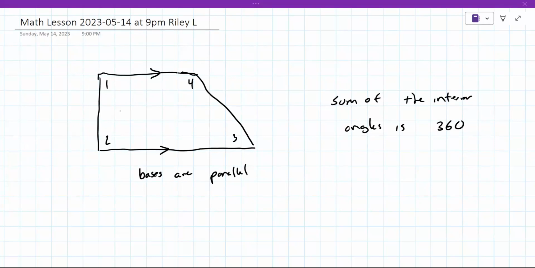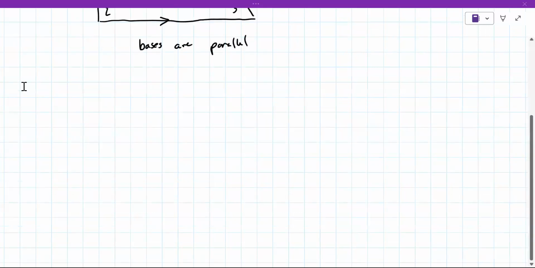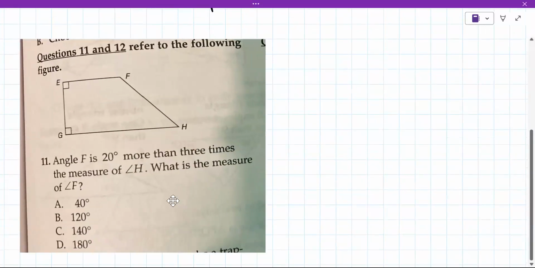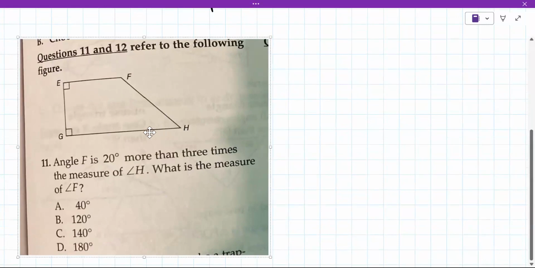Let's focus on a problem here. I'll try to do that for each one to give you a little lead into it. So, they give you a trapezoid. This one happens to have 2 right angles. This symbol right here, the little box, means a right angle.